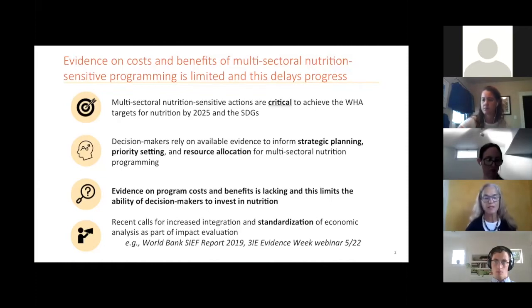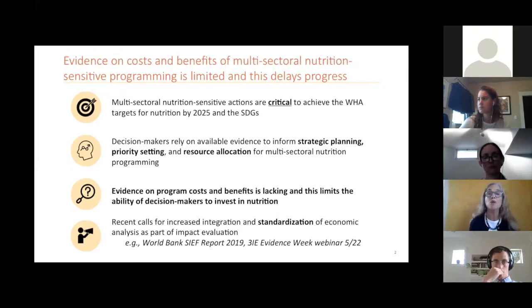So decision-making around implementation of multisectoral nutrition programs should be supported by information on what's cost-effective and cost efficient to promote food systems globally, right? And so we need to generate this evidence so that we can be informing global and national investment decisions. Now, unfortunately, there's little evidence currently on cost and benefits for multisectoral nutrition strategies.